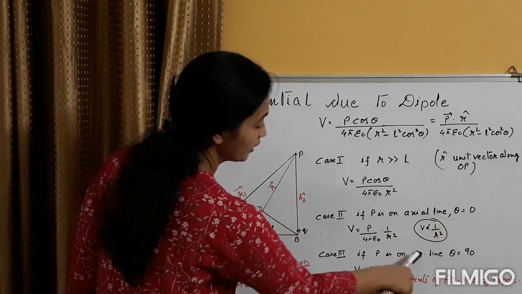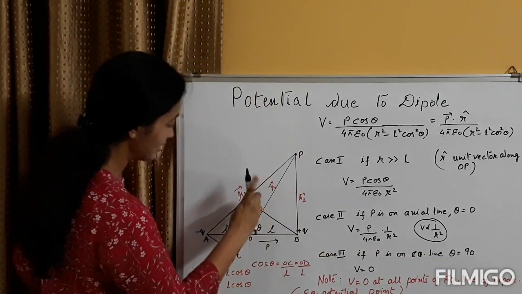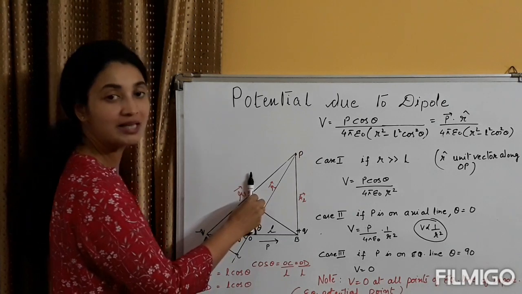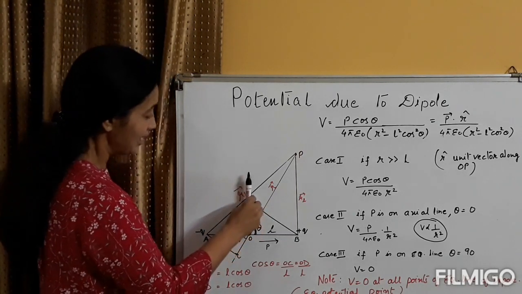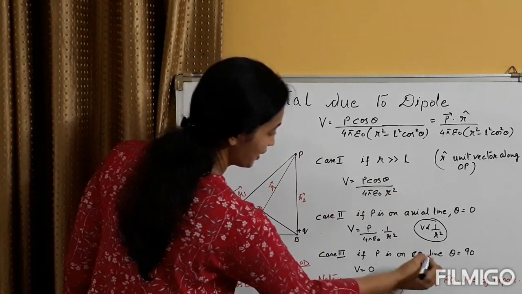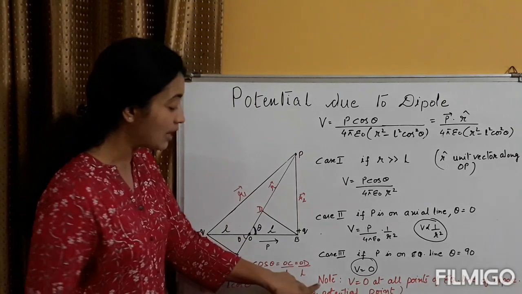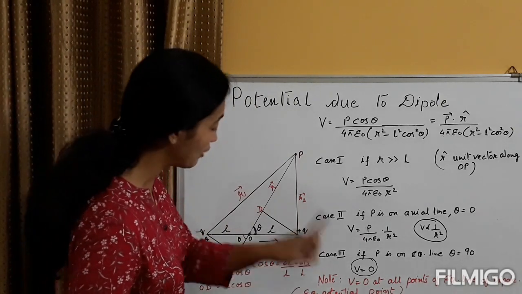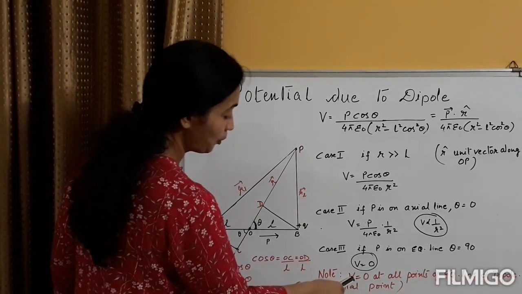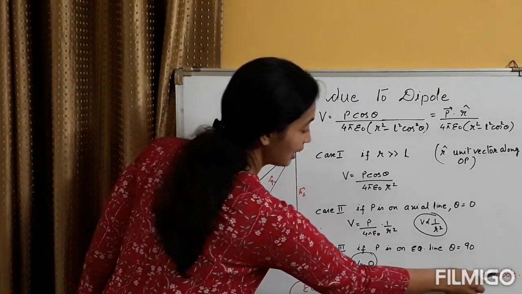And if P is on the equatorial line of the dipole, meaning the observation point is lying somewhere on the perpendicular bisector of the dipole, exactly perpendicular to this. In that situation, cos 90 becomes 0, hence the entire value of potential comes out to be 0. We arrive at a very important conclusion. I would like you to take note of it, that potential is 0 at all points of the equatorial line of the dipole.